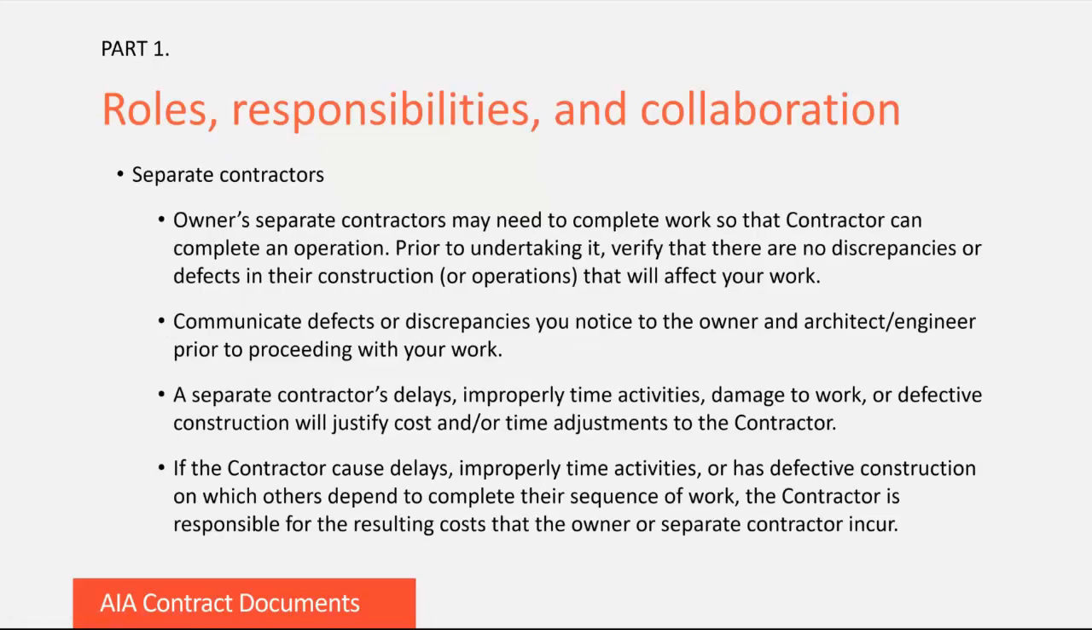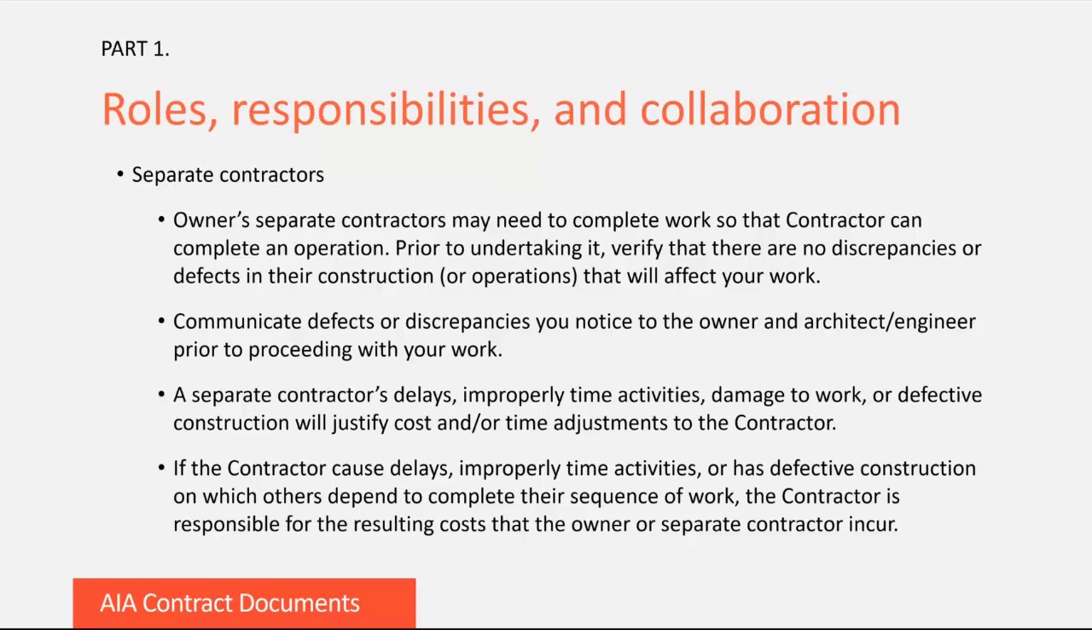Separate contractors. In sequencing construction activities, part of your work may depend on the owner or one of its separate contractors completing an operation or portion of construction. To properly execute your activity and prior to undertaking it, verify that there are no discrepancies or defects in their construction that will affect your work. If you notice defects or discrepancies, notify the owner and architect or engineer prior to proceeding with your work. Otherwise, it could be viewed as your acknowledgement that their work is fit and proper for you to do your work.